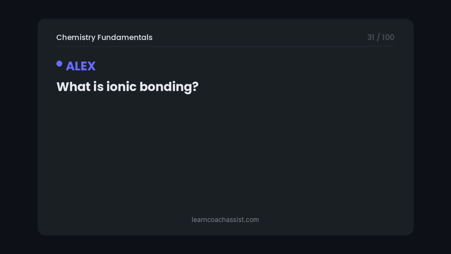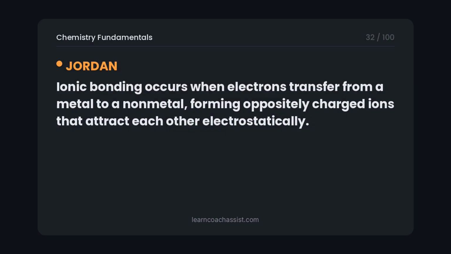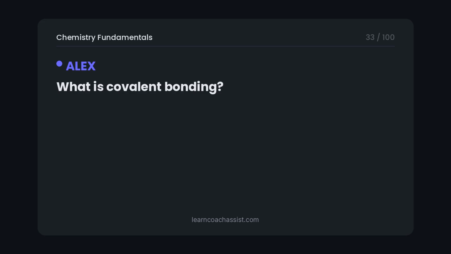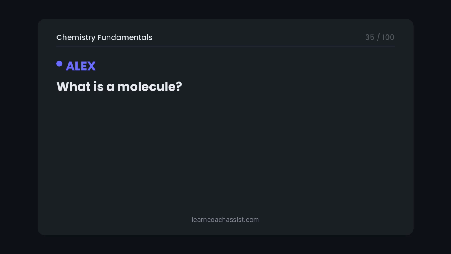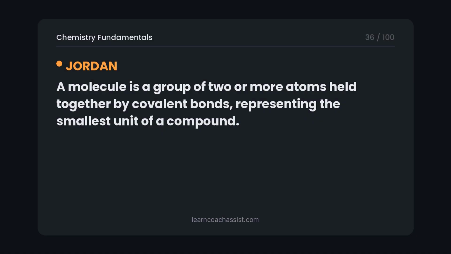What is ionic bonding? Ionic bonding occurs when electrons transfer from a metal to a nonmetal, forming oppositely charged ions that attract each other electrostatically. What is covalent bonding? Covalent bonding involves sharing of electrons between nonmetal atoms to achieve stable electron configurations. What is a molecule? A molecule is a group of two or more atoms held together by covalent bonds, representing the smallest unit of a compound.